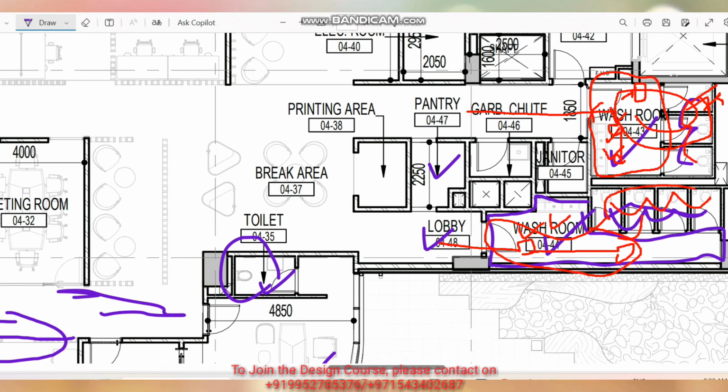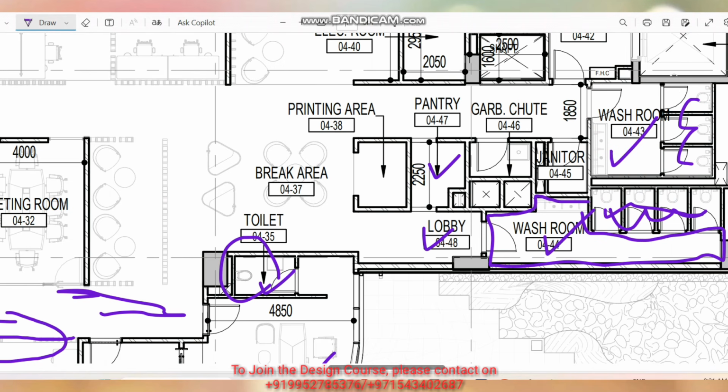Okay, so if you have a big project and where there is a big passage area, then for that one there is a reason you can consider that area also. Sometimes you have the urinal, so urinal will be there at the corner, so that time you can consider the exhaust for that area also. Otherwise for the small area, no need to consider.